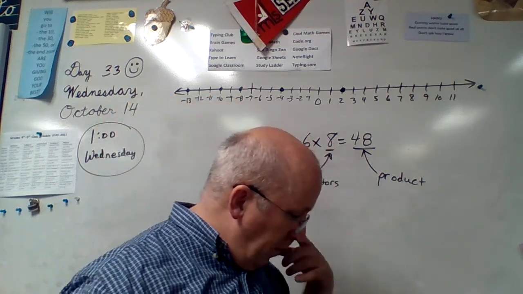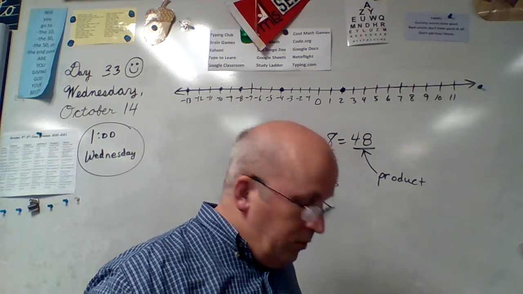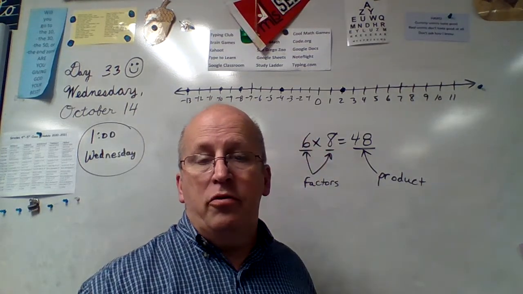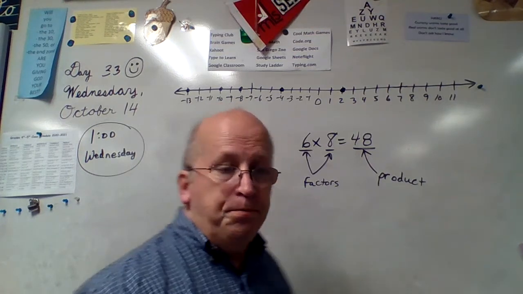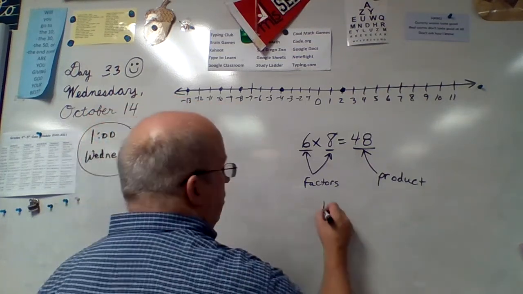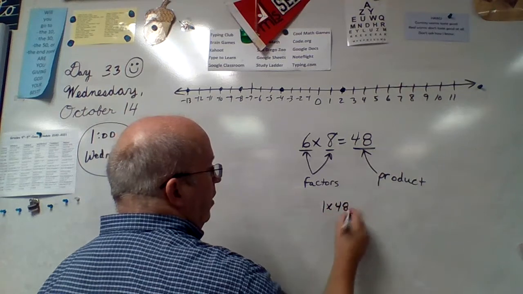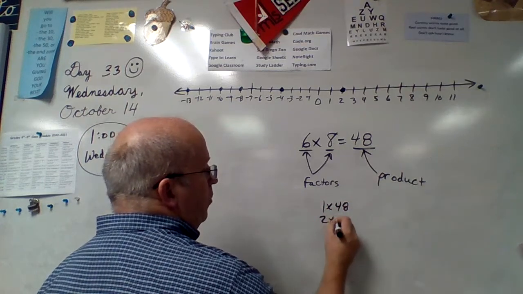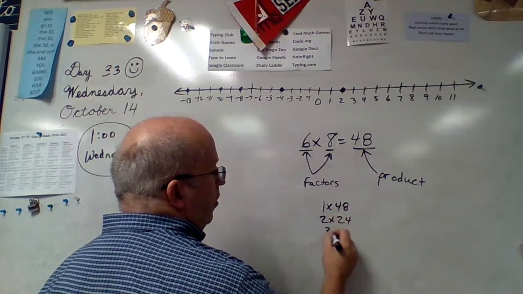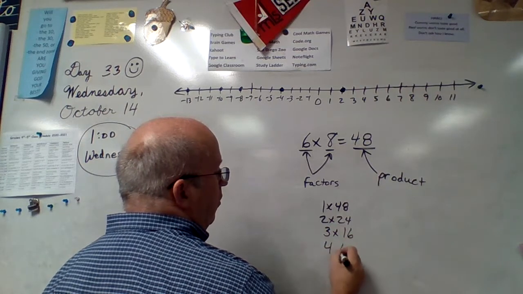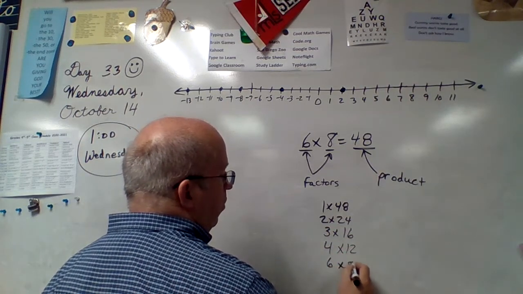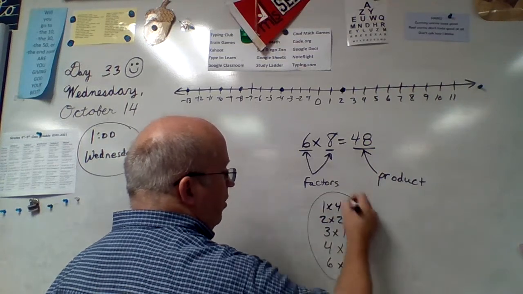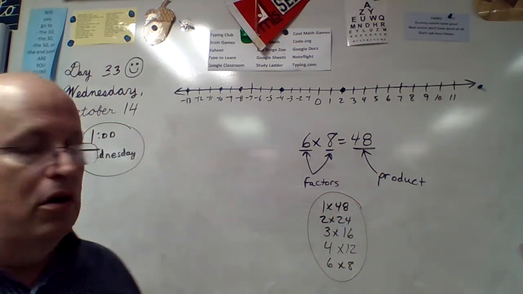Now, in the case of the number 48, there are a lot of different choices of factors we can use to get 48. For example, 1 times 48 gives us 48. 2 times 24 works. 3 times 16 works. 4 times 12 works. 6 times 8 works. All of these numbers are factors of 48.